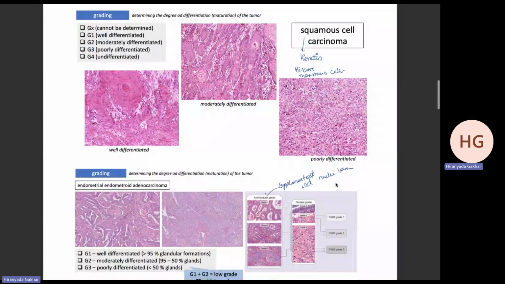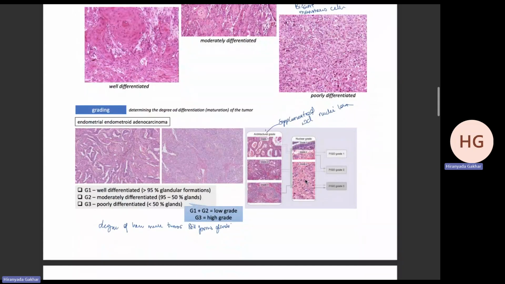Now, certain examples for this. Over here, you can see the endometrioid adenocarcinoma. And adenocarcinoma is basically cancer of the glands. So if I say that the endometrial carcinoma is very well differentiated, that means that there is more than 90% glandular formation within the tumor. So that means it looks very similar to the native tissue.